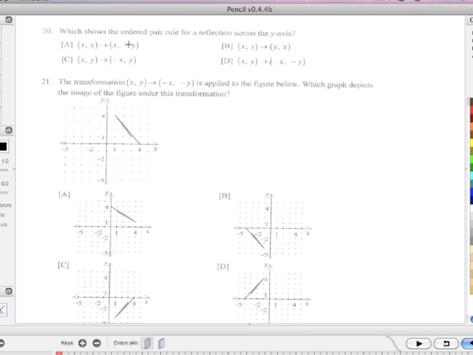Okay, which shows the ordered pair rule for reflection about the y-axis? So the best way to do this is just do a reflection and then see where it goes. So let's take this point 1, 1, and let's say this is 3, comma 1. Let's take this and reflect it about the y-axis. This would go to minus 1, 1, and 3, 1 would go to minus 3, 1.